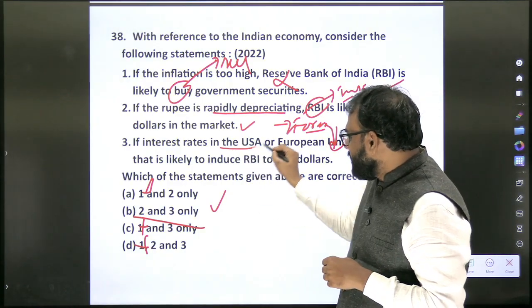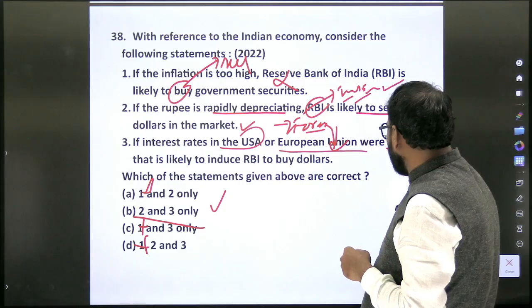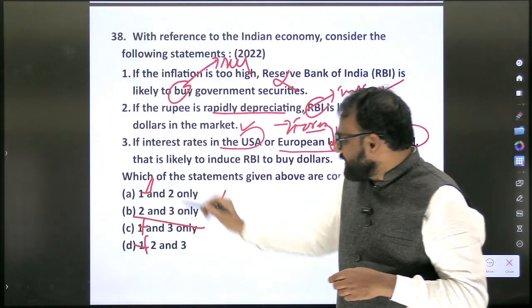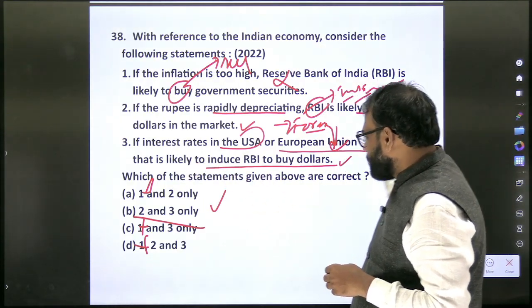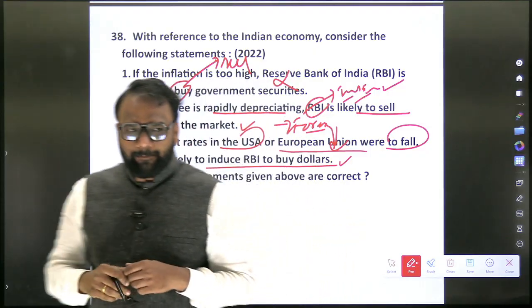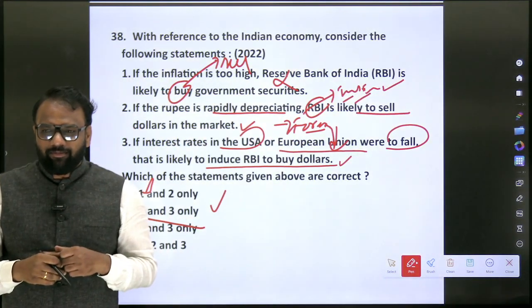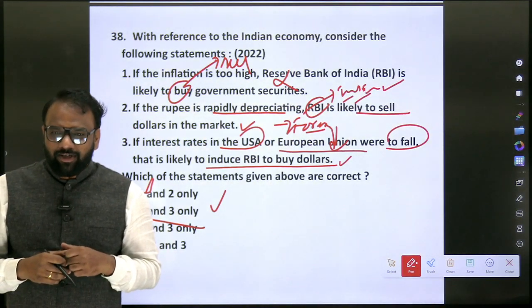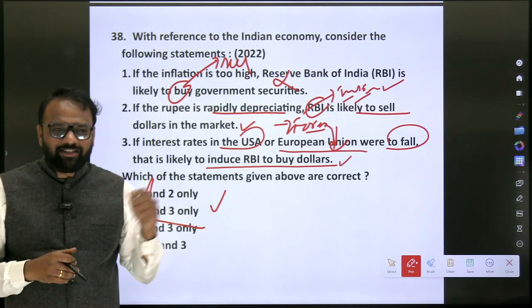If the interest rates in USA or European Union were to fall, that is likely to induce RBI to buy dollars. Why? Yes. Why is the third statement wrong? Correct.